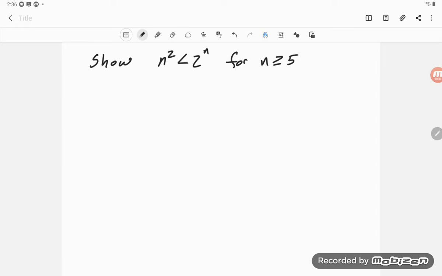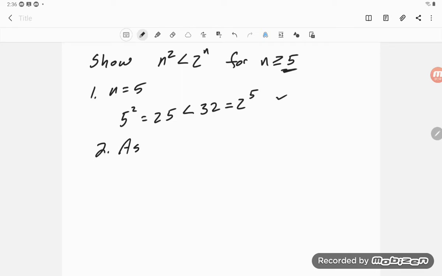So let's look at this again with induction. We need to show the base case. In this case, we'll want to show it for n equals 5. That's n squared, so 5 squared, which is equal to 25, is certainly less than 32, which is equal to 2 to the 5th. So great, we showed it for our base case.